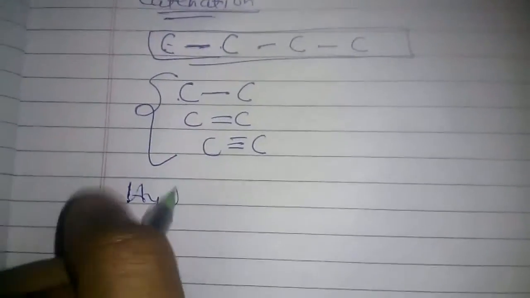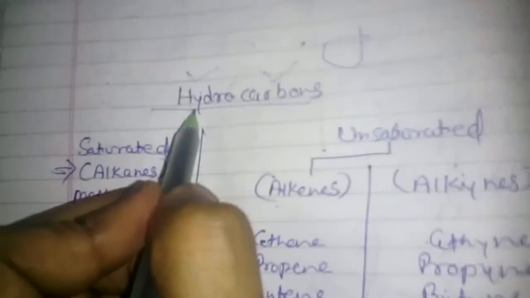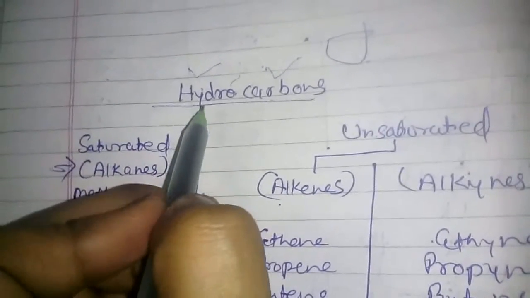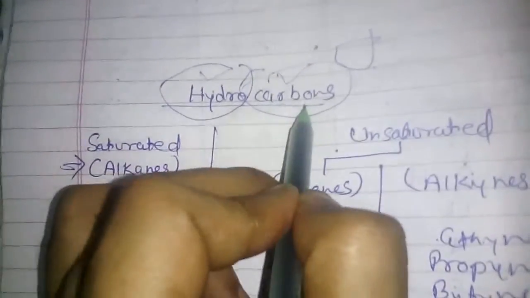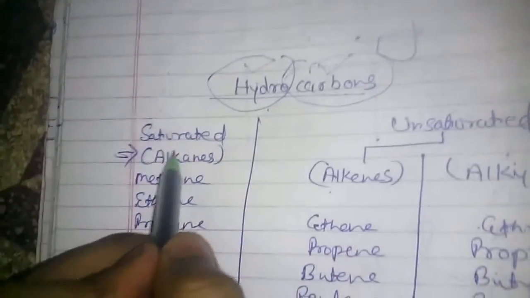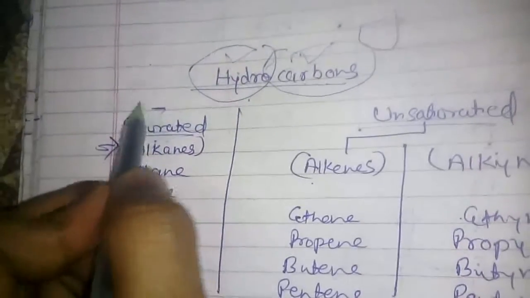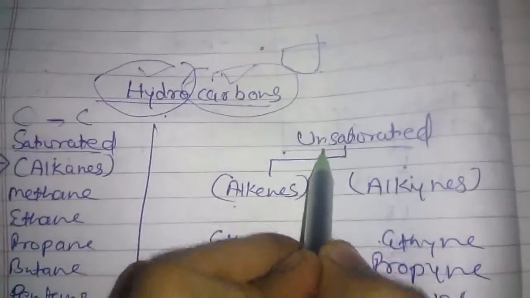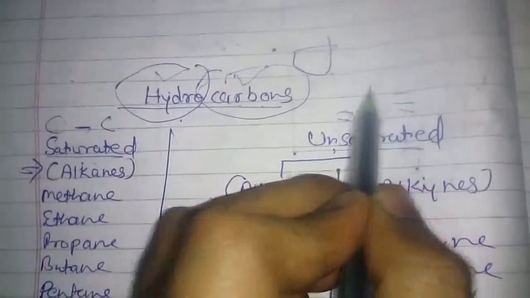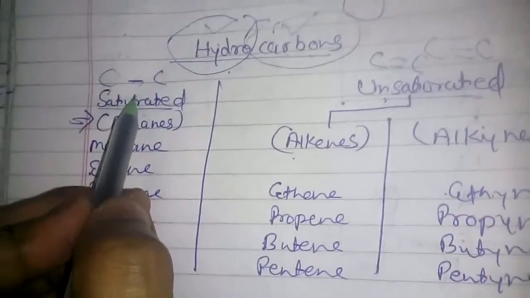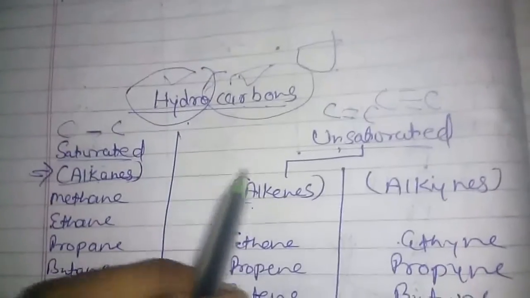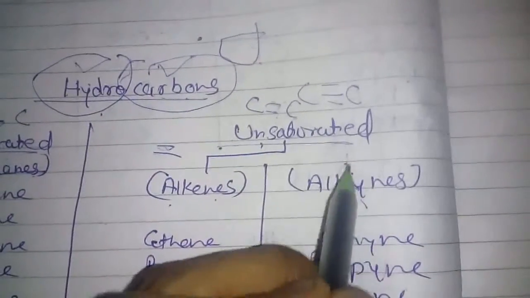Let us talk about hydrocarbons. Hydrocarbons means compounds which have the presence of only hydrogen and carbon in them, nothing else. Hydrocarbons are of two types: saturated and unsaturated. Saturated means presence of only single bonds between the carbons. Unsaturated means presence of double or triple bonds between the carbon elements. Saturated carbon compounds are called alkanes. Unsaturated with double bonds are called alkenes. Unsaturated with triple bonds are called alkynes.